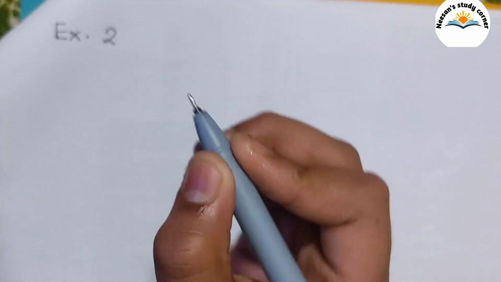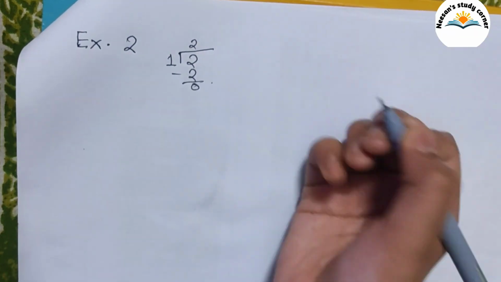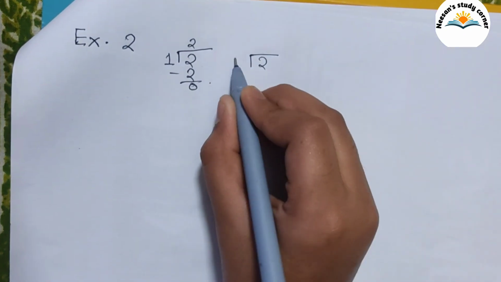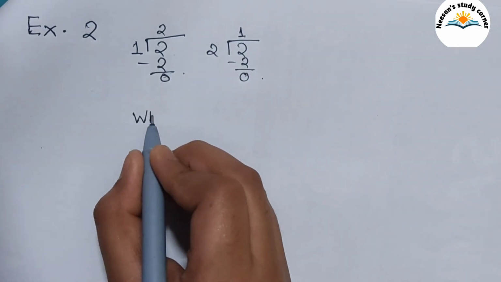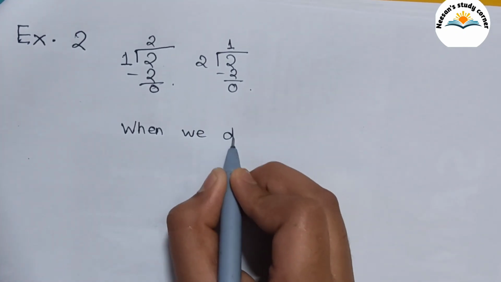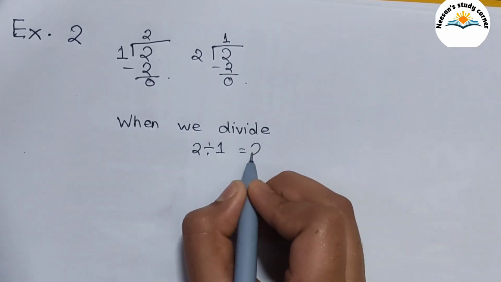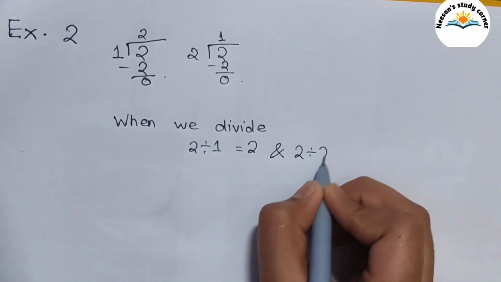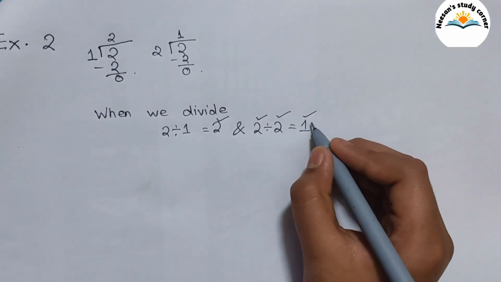Here is a number 2. When we divide 2 by 1, we get 2. If 2 is divided by 2, we get 1. So we can say that 1 and 2 are the factors of 2. This is how we get factors by the division method.